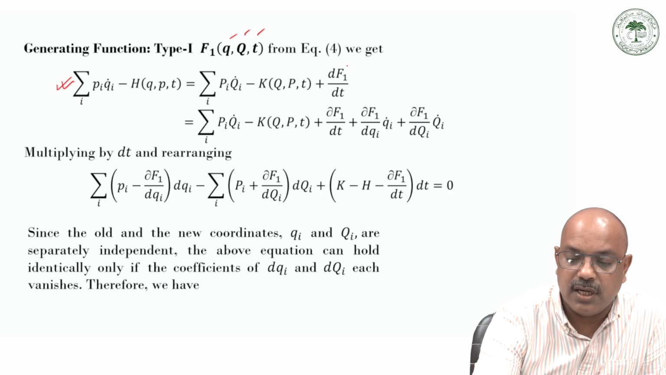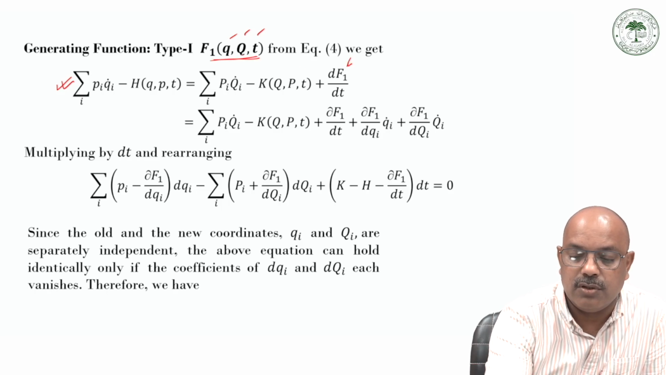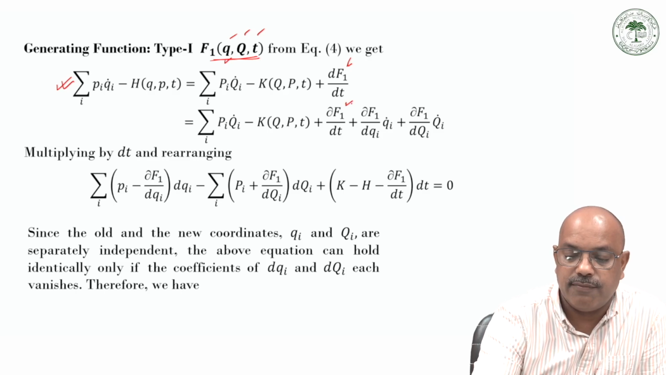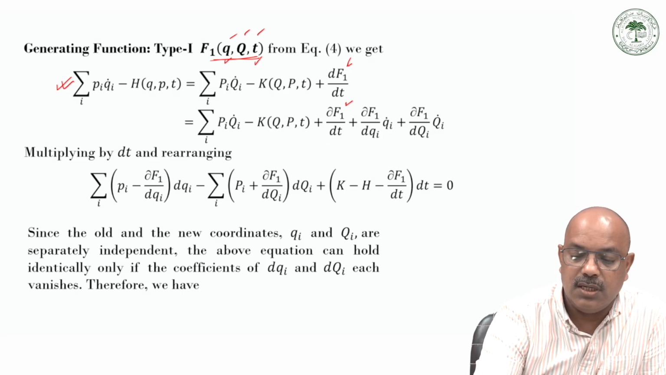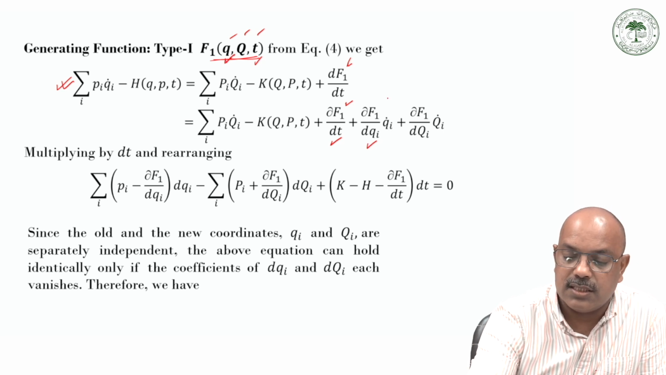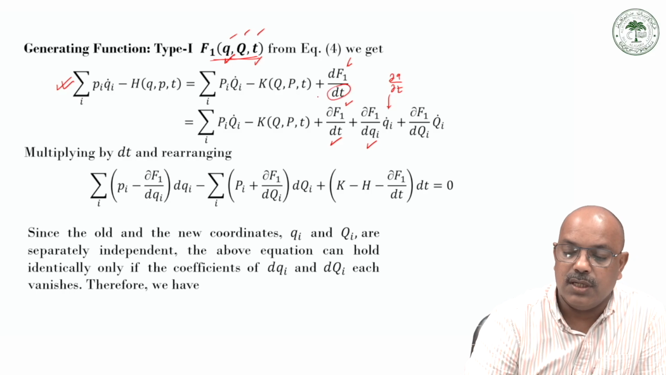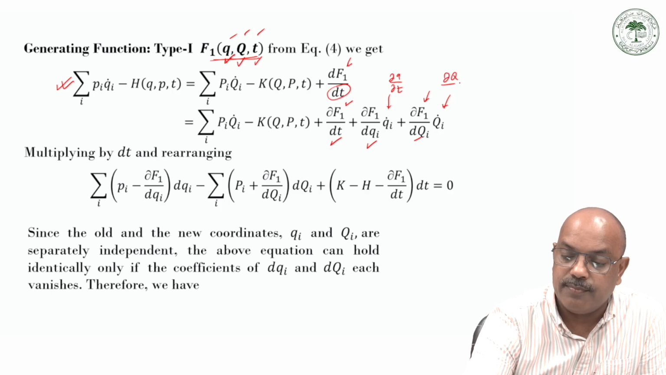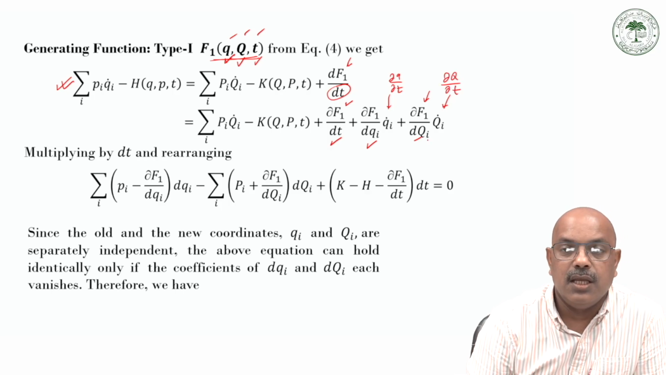because f is now a function of q, Q, t, I can write df by dt as: f with respect to t, plus f with respect to q times delta q by delta t, because we are doing dt, and then f with respect to capital Q times delta Q by delta t, that is my Q dot.